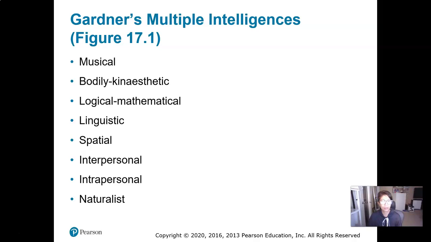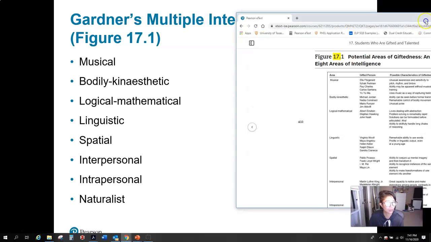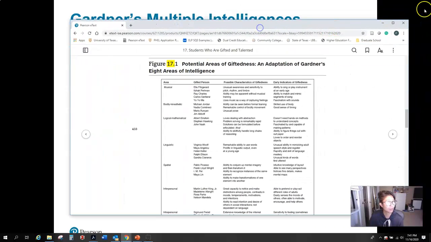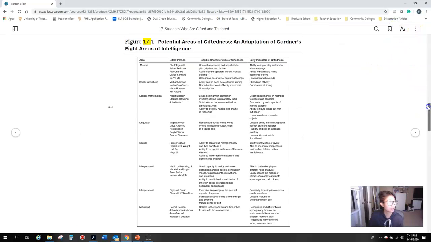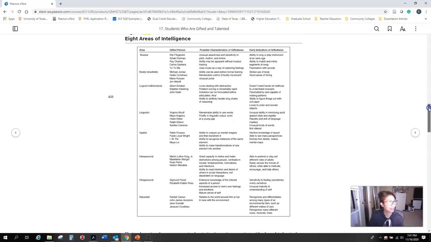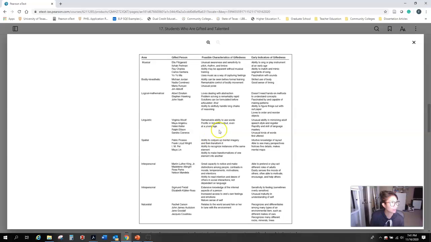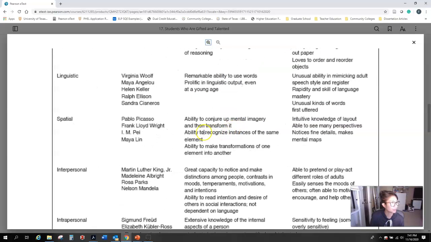In your textbook, figure 17.1 on pages 432 and 433, and I'm going to show it to you all, there's a really nice table that shows the different types of intelligences and what they mean, the characteristics. So let's look at spatial. Let's see if I can make it bigger. Like we already talked about linguistic, they're remarkable at using words. That's basically what it is.